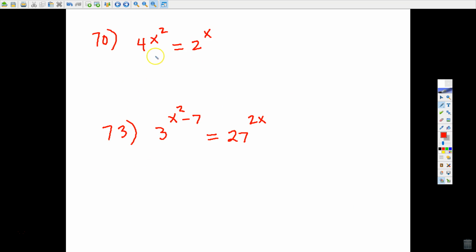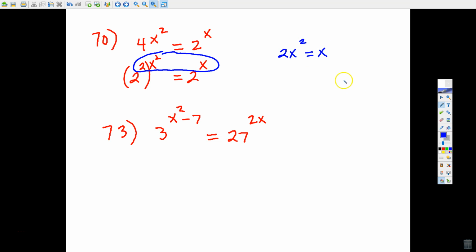All right, let's try this one. This time I'm going to rewrite both of these so that it's a base of 2. 4 is 2 squared, x to the second, and this already has a base of 2. Okay, so now that my common bases have been identified, I'm going to take these exponents now. Let me just highlight what our equation is going to look like. I'll circle it. I'm going to be solving 2x squared equals x.